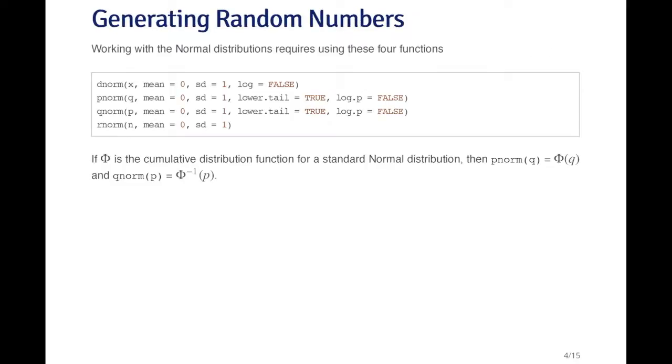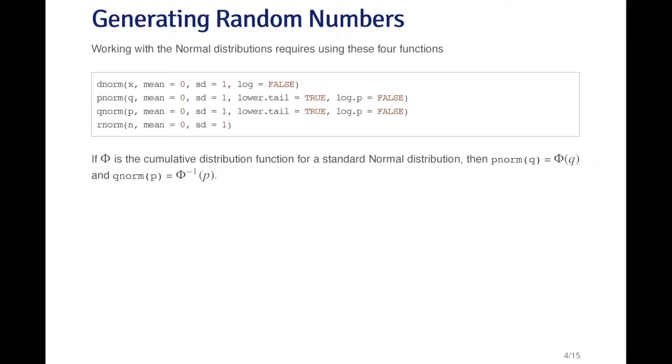So working with the normal distribution requires these four functions. So I mentioned there's dnorm, pnorm, qnorm, and rnorm, and you can see they each take a number of different parameters. All of the functions require that you specify the mean and the standard deviation, because that's what specifies the actual probability distribution. If you do not specify them, then the default values are a standard normal distribution which has mean 0 and standard deviation 1.